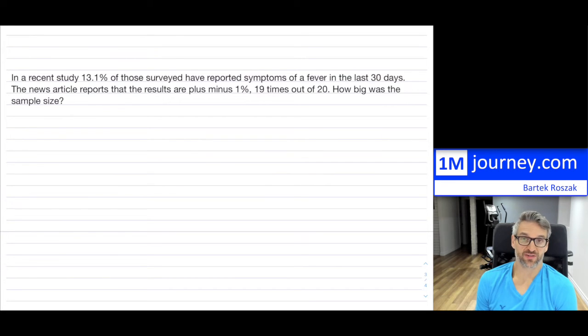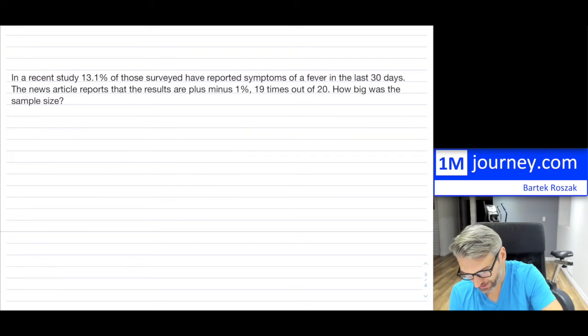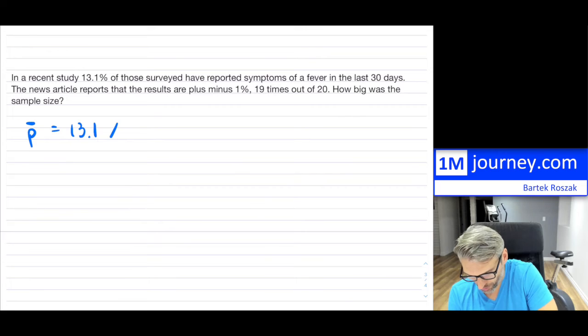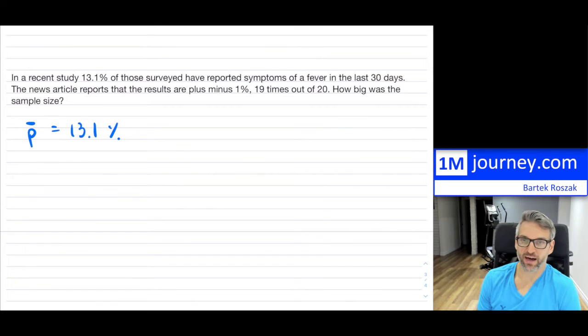So this tells us that about 13% of the population, this would have been my p-bar, has reported that they have had a fever in the last 30 days. So maybe this is sometime in the fall or in the winter, where a few people might run into some kind of symptoms of a fever.